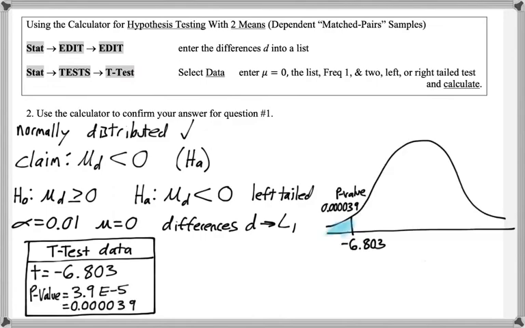Our picture looks like this. So the p-value is less than alpha. So we reject the null hypothesis. And this is consistent with number 1.